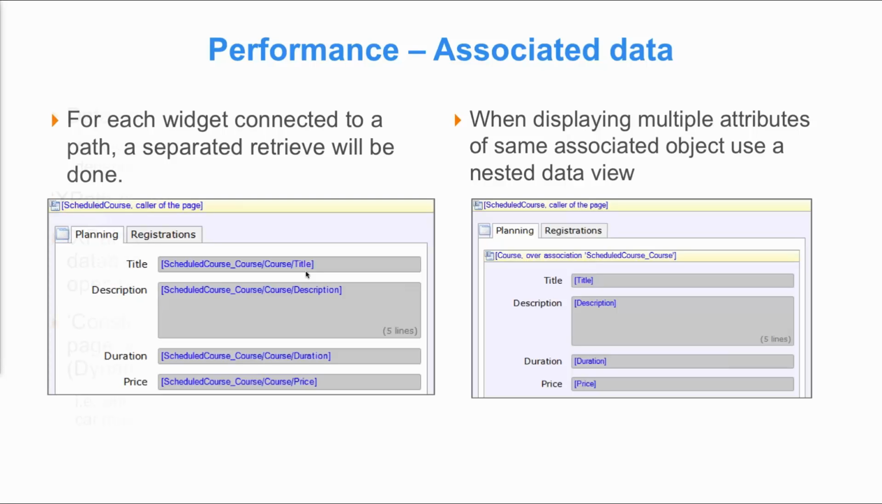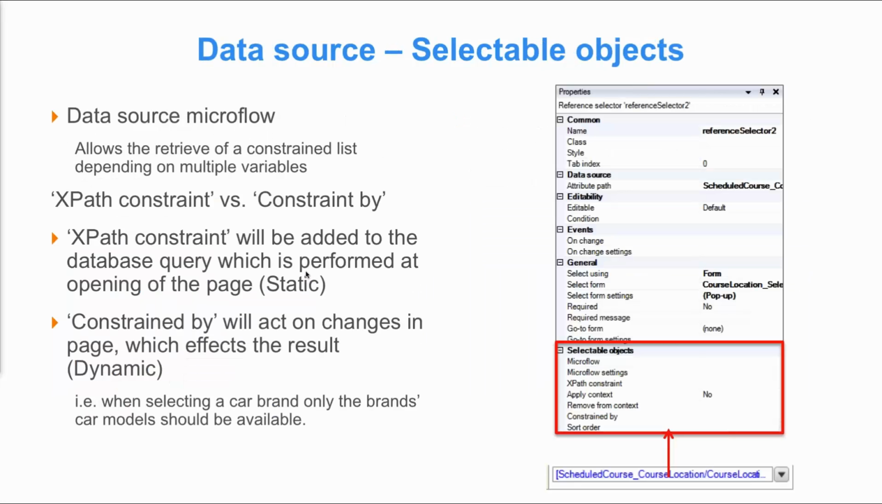Another really great feature on the selectable objects is you can add XPath constraints. The XPath constraint will be added to the database query when you call the page or when you open a page, whereas the constraint by feature will actually act on changes that are tied to other reference selectors.